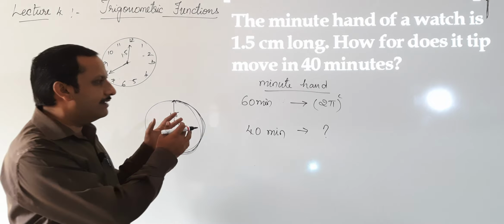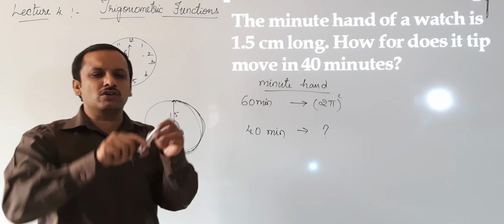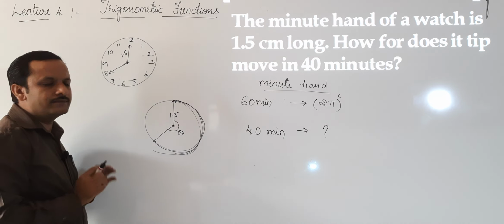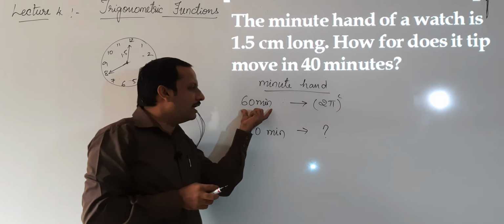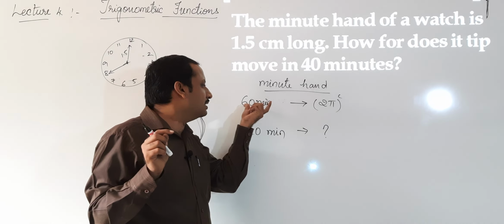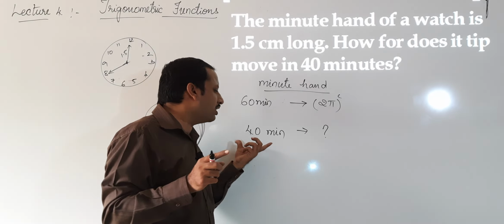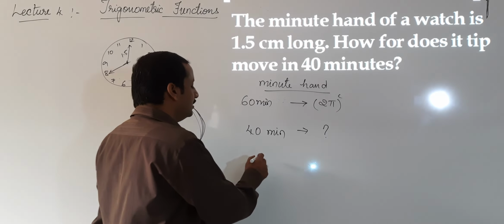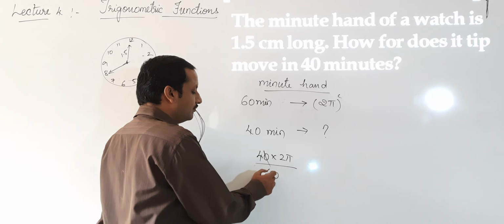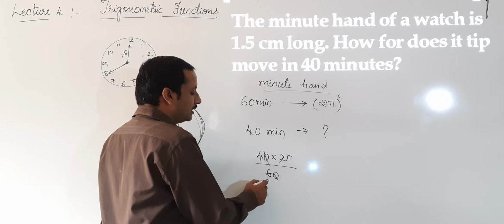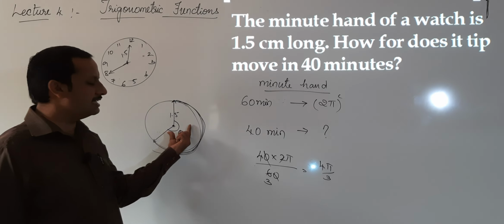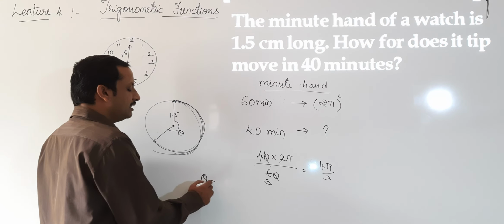Okay? So, in 1 hour, say from 5 o'clock to 6 o'clock, this minute hand will go in this way and come back to 12. Okay? So, that means it covers one full circle in 1 hour. In other words, in 60 minutes, it covers one full circle. So, in 60 minutes, it covers an angle of 2 pi radian. Therefore, in 40 minutes, it covers how much angle? That is what we have to do. So, 40 into 2 pi divided by 60. Okay? 20 ones are 20, 3 twos are 6, so that will be equal to 4 pi by 3. So it covers an angle of 4 pi by 3. This theta is equal to 4 pi by 3.